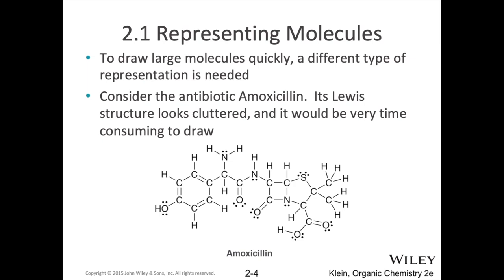Now, we run into problems when we get into larger molecules. So the example I previously showed you had only 3 carbons, right? What happens when you start dealing with larger biomolecules? So for example, here's an antibiotic, amoxicillin, and here's the Lewis structure. This includes a lot of detail. We see all the bonds, but the problem with all this detail is that this structure is now very cluttered.